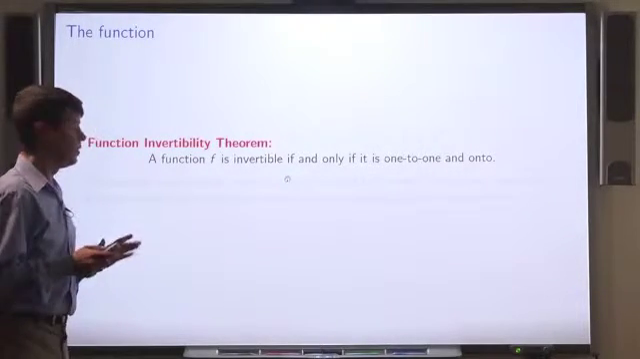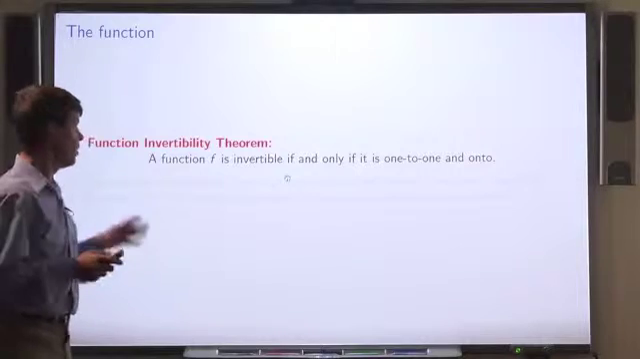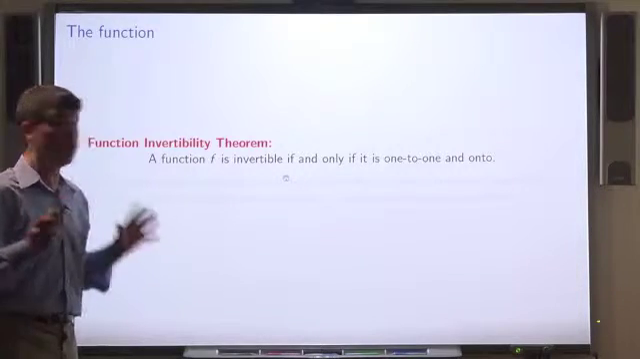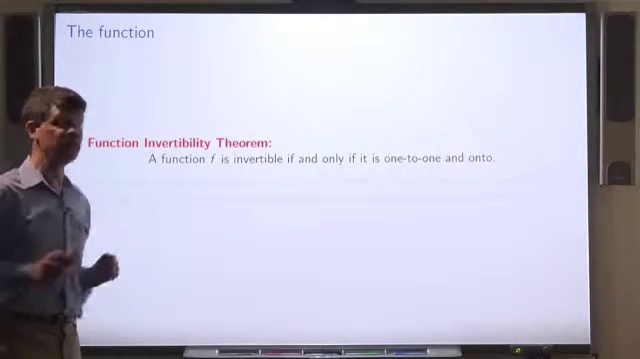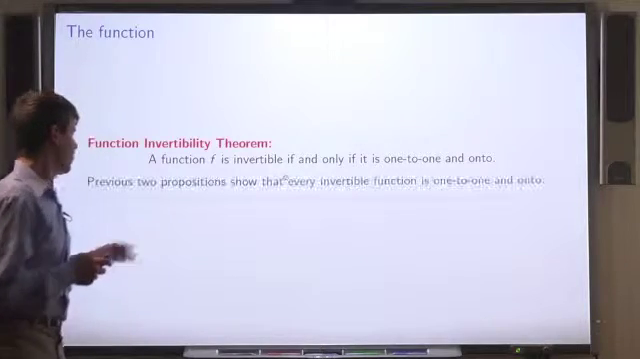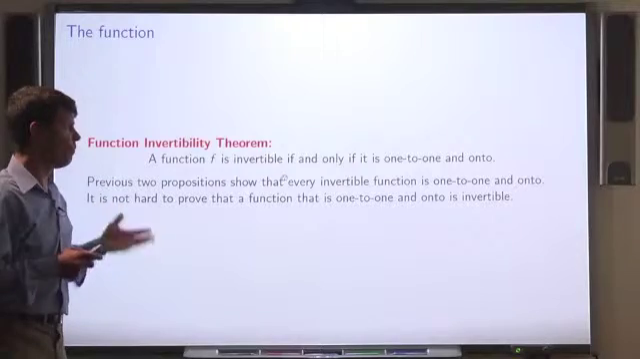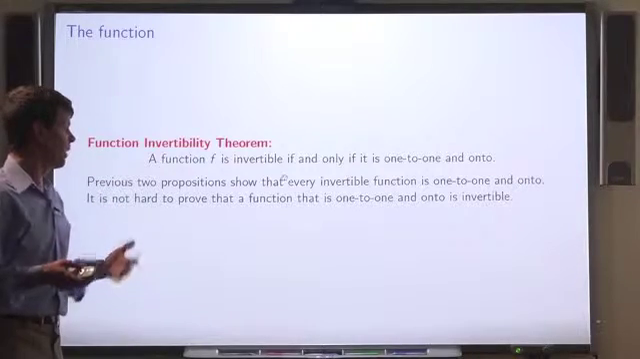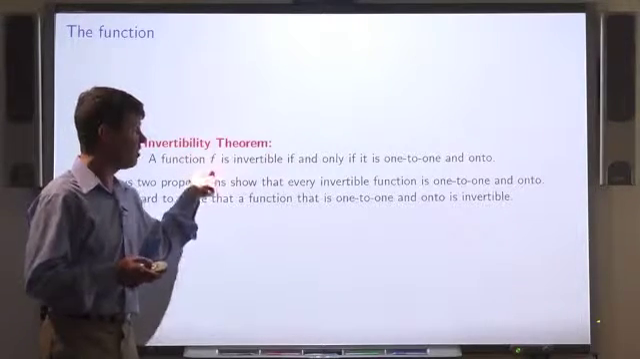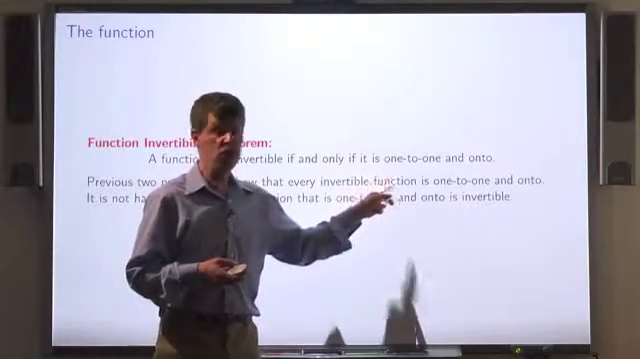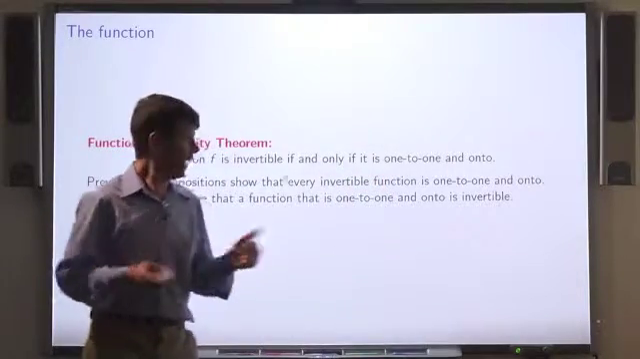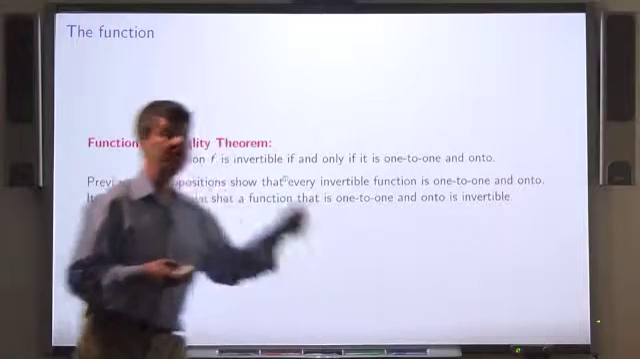In fact, and this is an important theorem we'll use, a function is invertible if and only if it is one-to-one and onto. The proof is fairly simple. It uses the two propositions we just saw and a little bit more work. That means that if a function is invertible, it's one-to-one and onto. We already saw that. And if a function is one-to-one and onto, it's invertible.